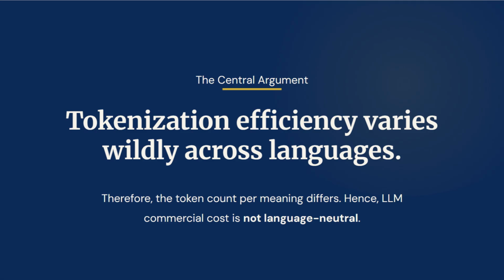This brings us to the central argument of the entire presentation. Tokenization efficiency varies widely across languages because token count drives cost. The number of tokens per unit of meaning differs substantially depending on the language used, and therefore LLM commercial cost is not language neutral. This is not just a theoretical observation. It has direct, measurable financial consequences. Every developer or business building multilingual applications on top of commercial LLM APIs is exposed to this asymmetry, and every end user interacting in a non-English language is implicitly paying a premium for the same information.